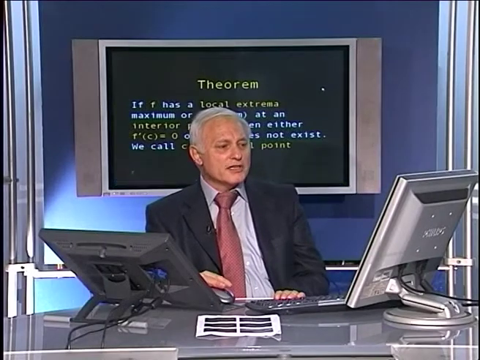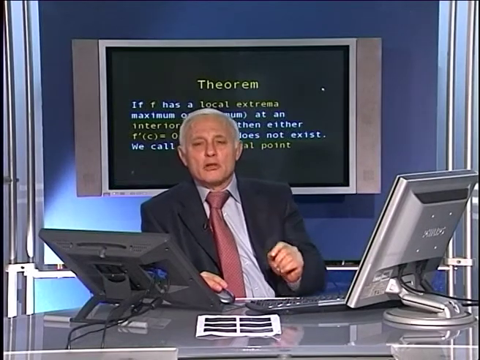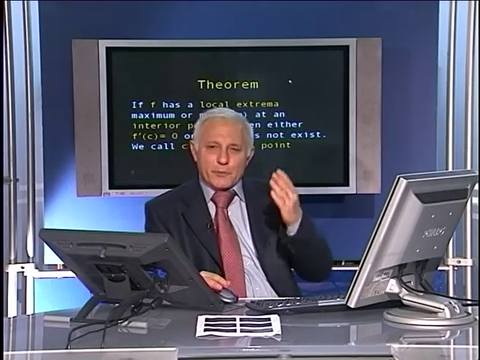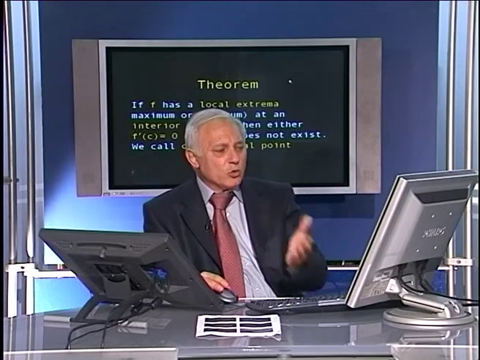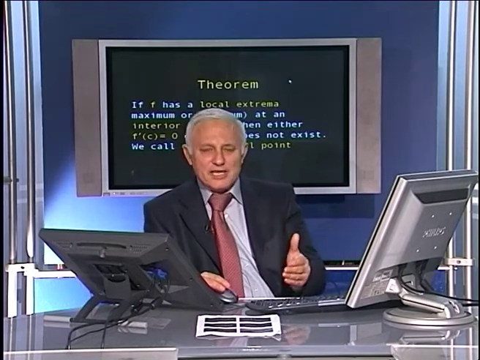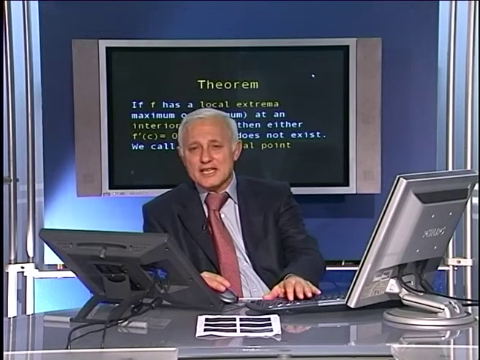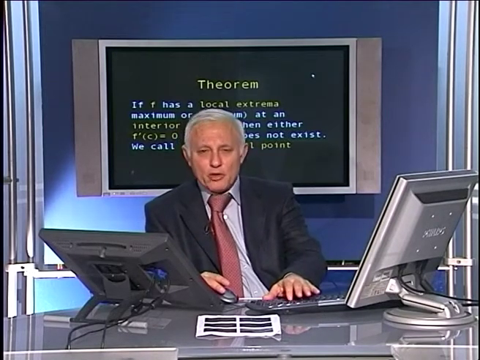And at these 2 points, they are called critical points. In other words, they are points in the domain of the function at which f dash is either equal to 0 or does not exist. And if there are no critical points, then there are no local maxima of the function.